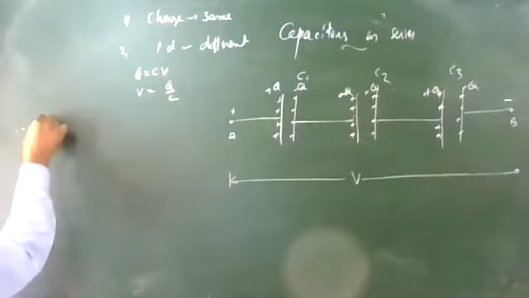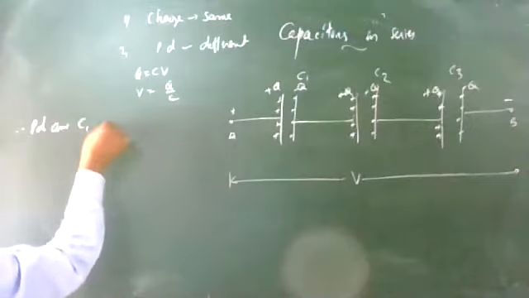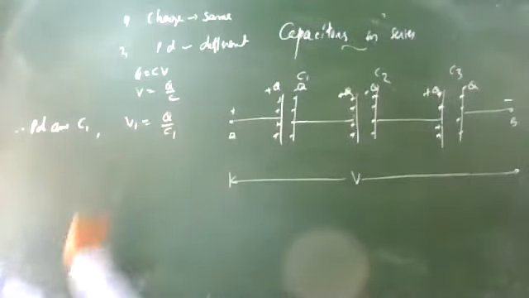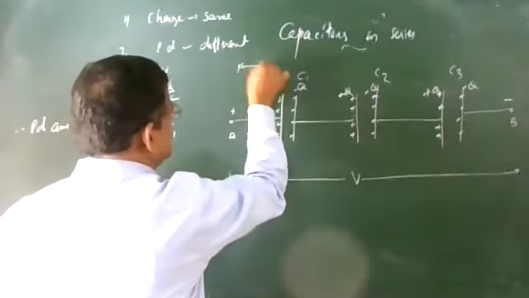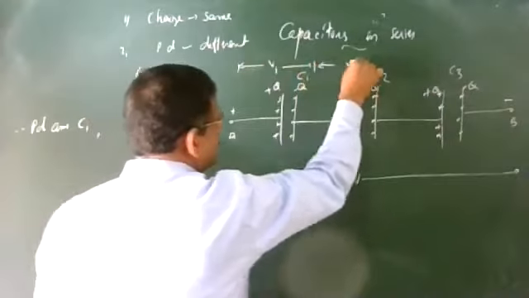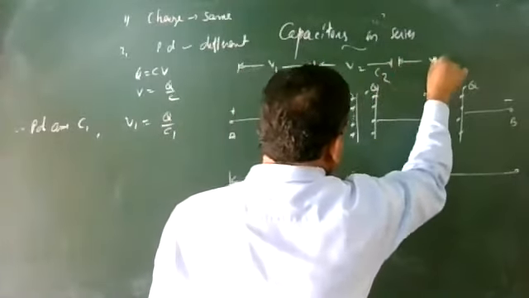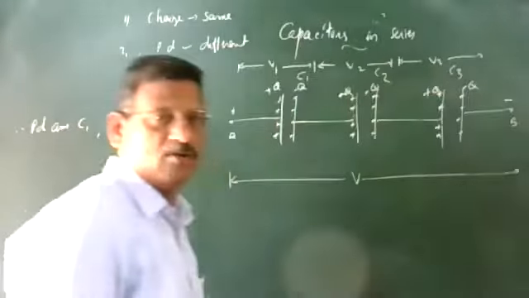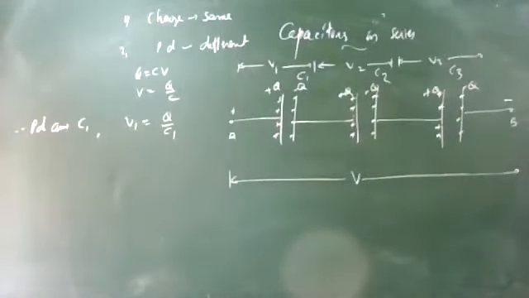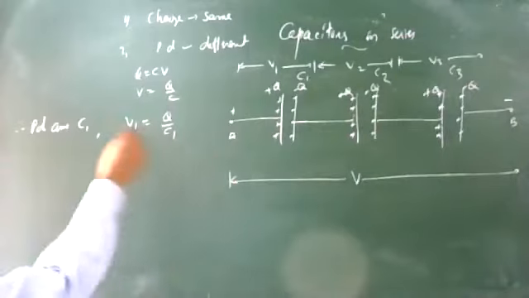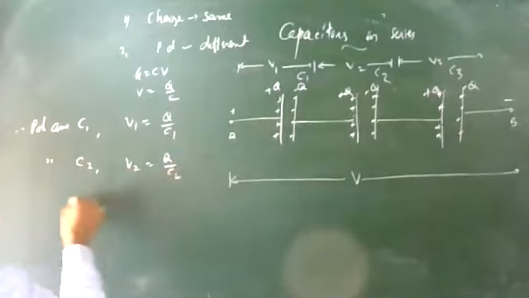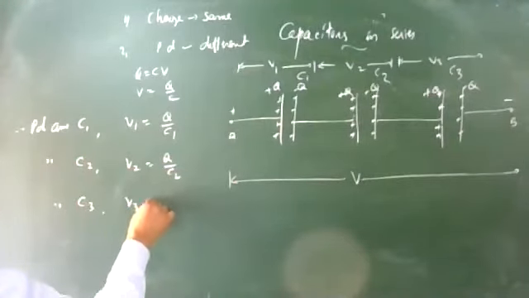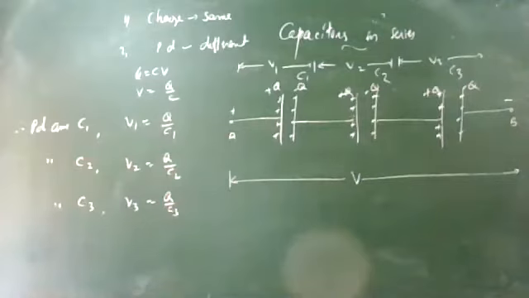Therefore across capacitor C1, V1 equal to Q by C1. Across the first capacitor, the potential difference is V1. Across the second one, the potential difference is V2. Across the third one, the potential difference is V3. When you add, you get the total potential difference between the points A and B. PD across C2 is V2 equal to Q by C2. PD across C3, V3 is equal to Q by C3. This is the way we calculate potential difference across the different capacitors.